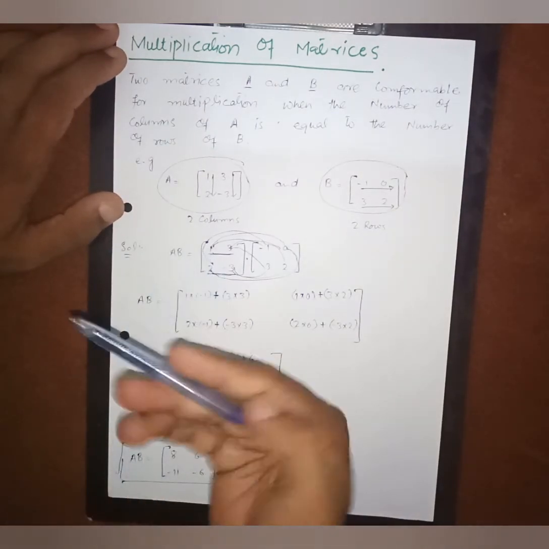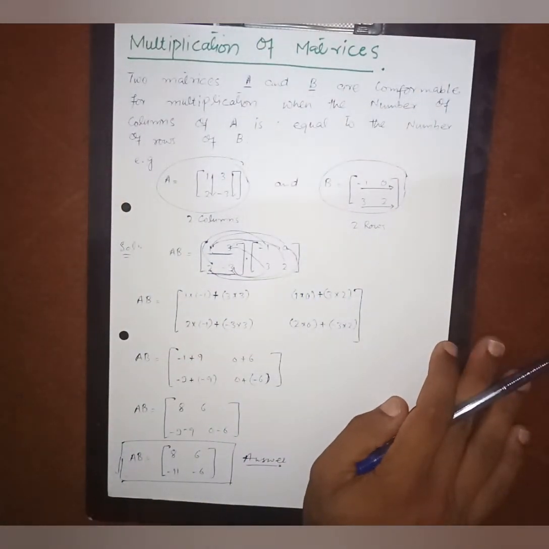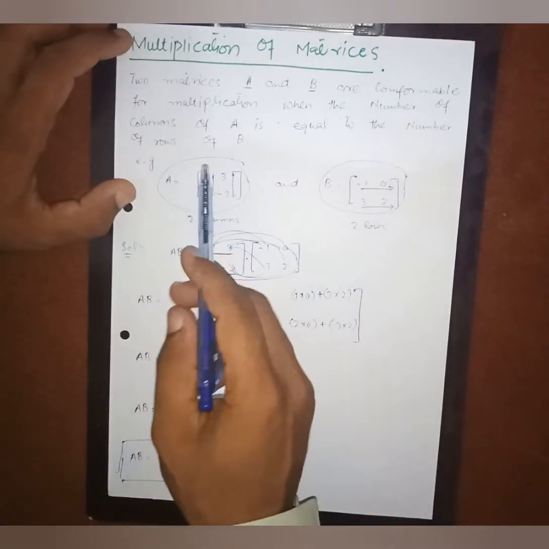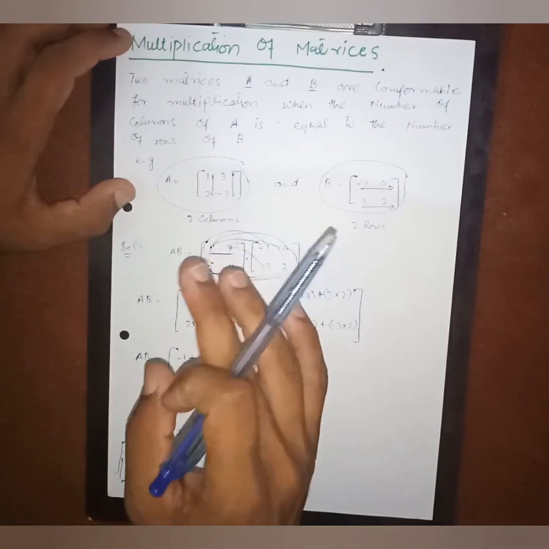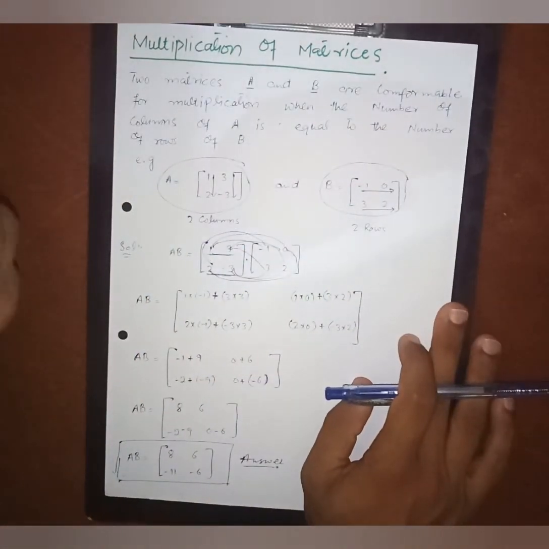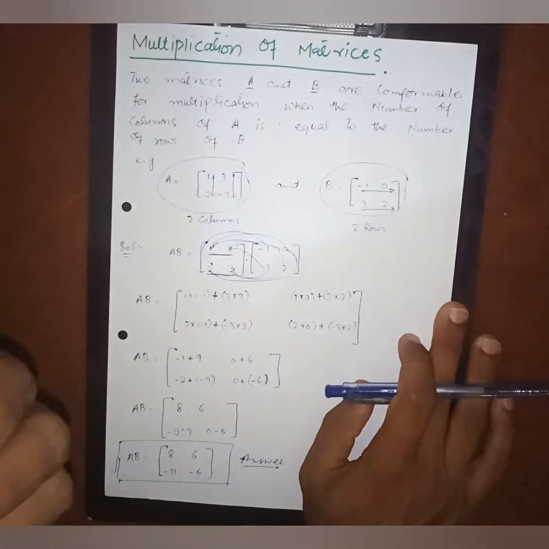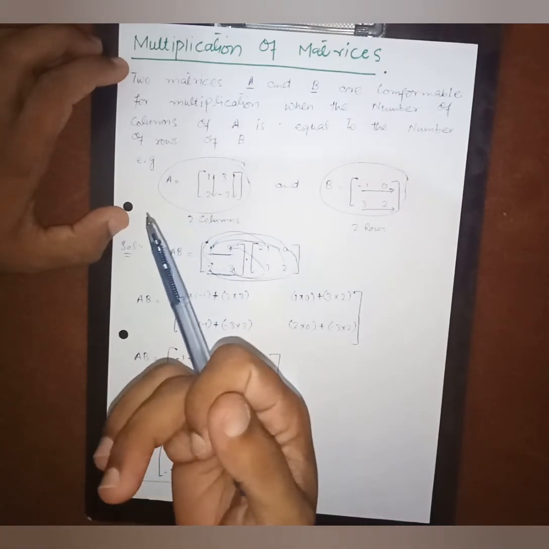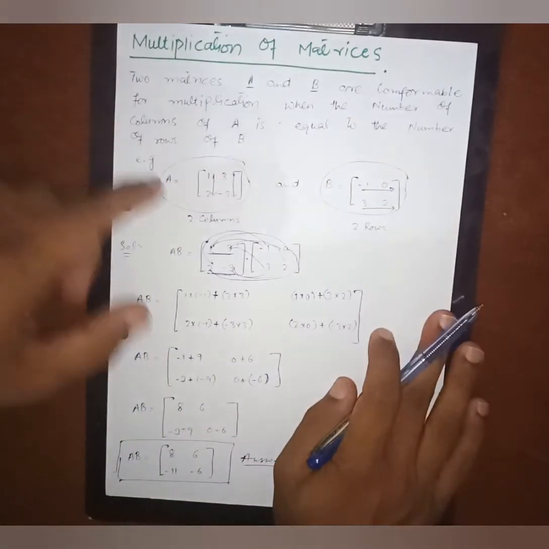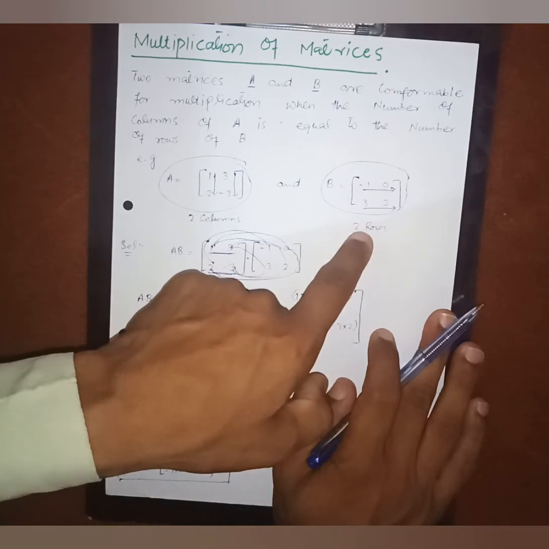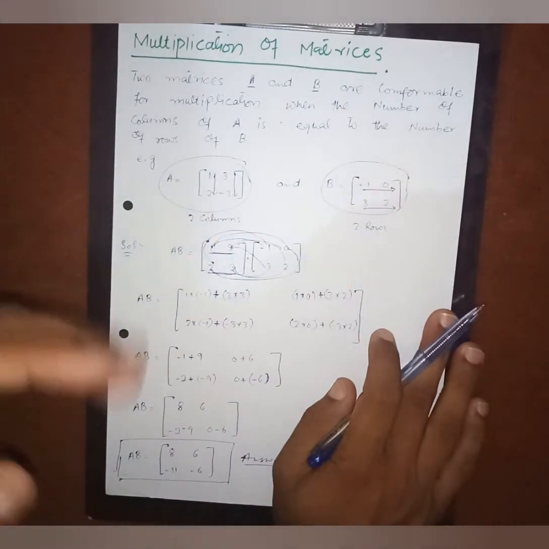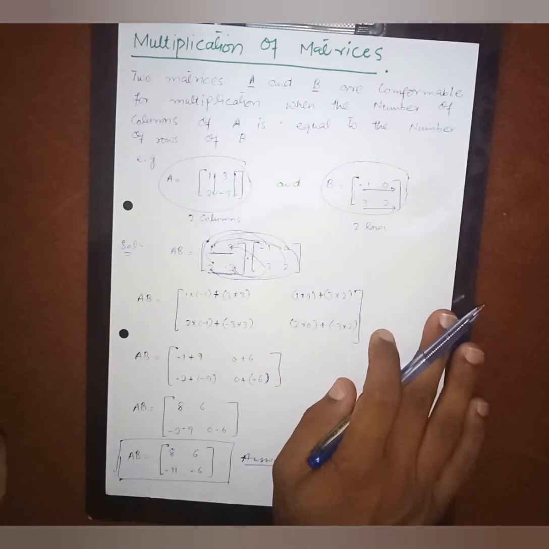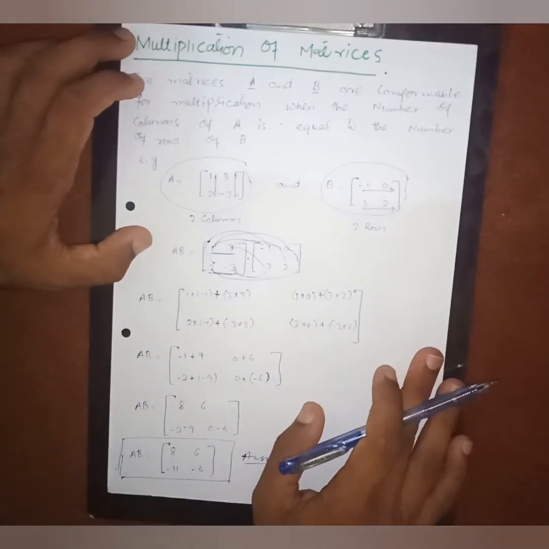I repeat again how we can multiply two matrices. The first and most important condition is that we have to multiply two or more matrices; we can't multiply one matrix. We need a minimum of two or three matrices to multiply with each other. If we have two matrices, the condition is that we have to see the columns of the first matrix and the rows of the second matrix. If these two are equal, then we can easily multiply two matrices. In other words, if the number of columns of one matrix is equal to the number of rows of the second matrix, then we can easily multiply these two matrices.